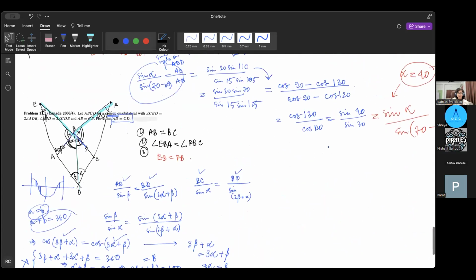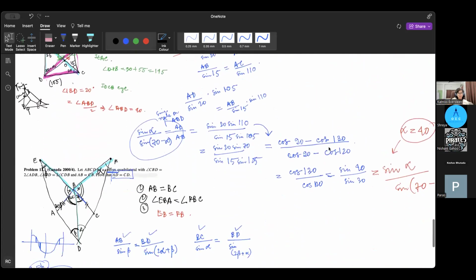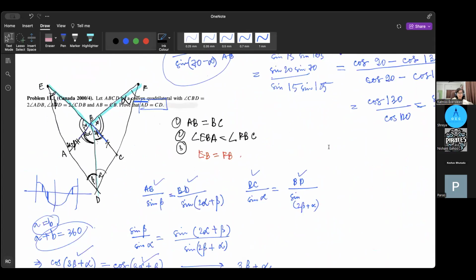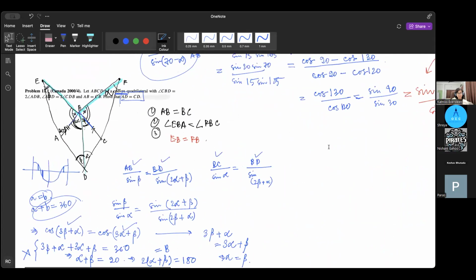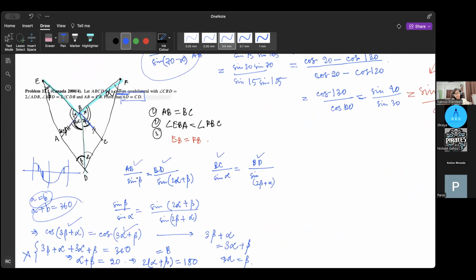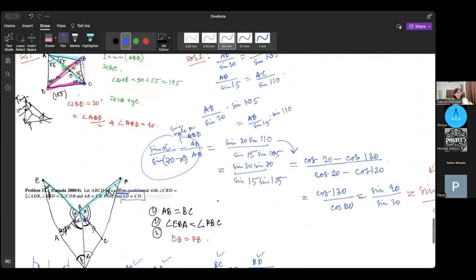These problems were both pretty easy, and I demonstrated the synthetic solution as well for the sake of completeness. So is everything clear? Yeah. All right.